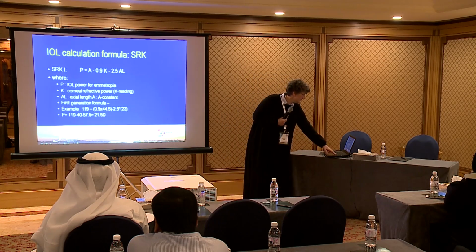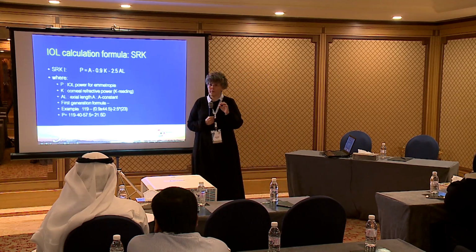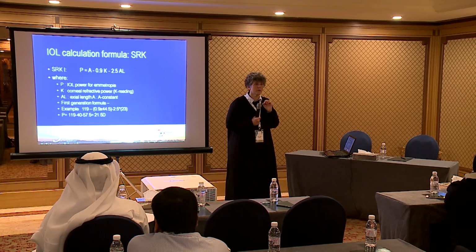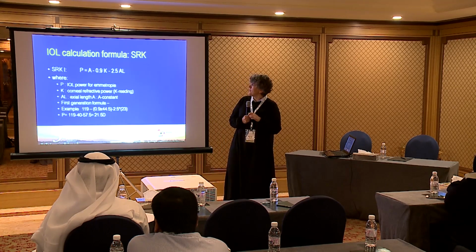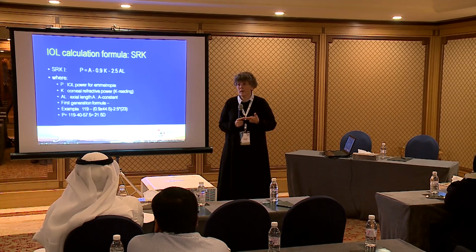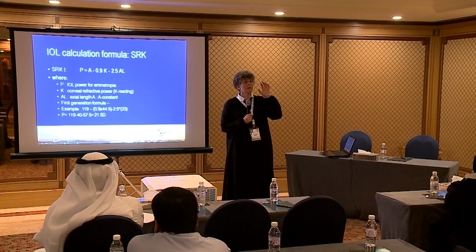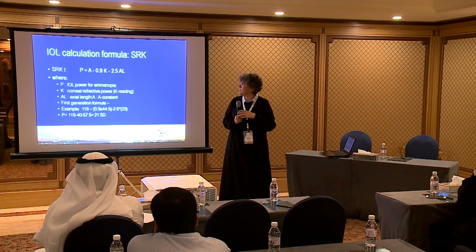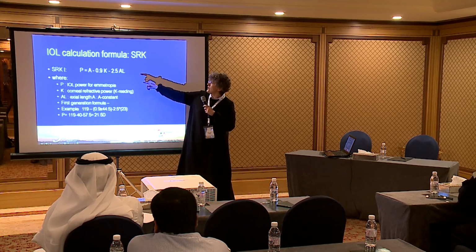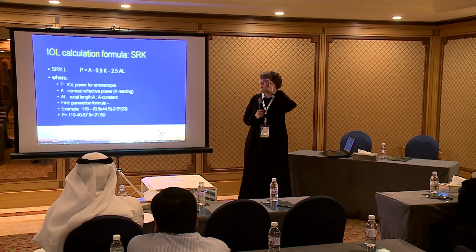Okay? Now, I put a lot of formulas here, and I'll go through it fast because it's boring and we're not going to use it in daily life. So the SRK is a formula that was invented by Sanders, Retzlaff, and Kraft. They took about 1,800 eyes and measured them and made a scatter plot, and they came up with the idea that the A constant would be 90% of the K plus 2.5 times the axial length, and then you get more or less the lens power that you need.